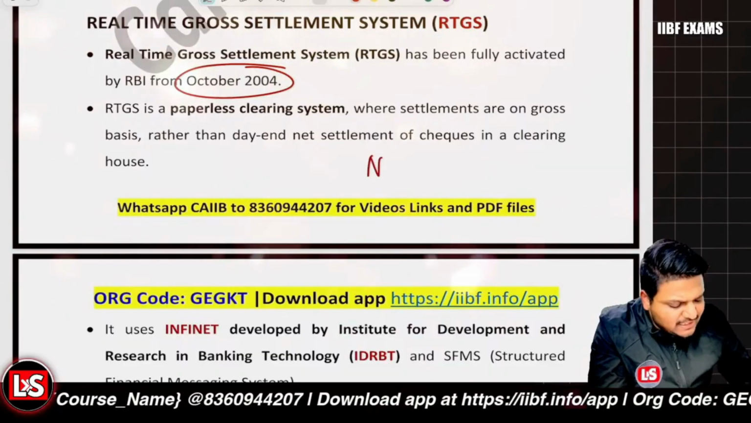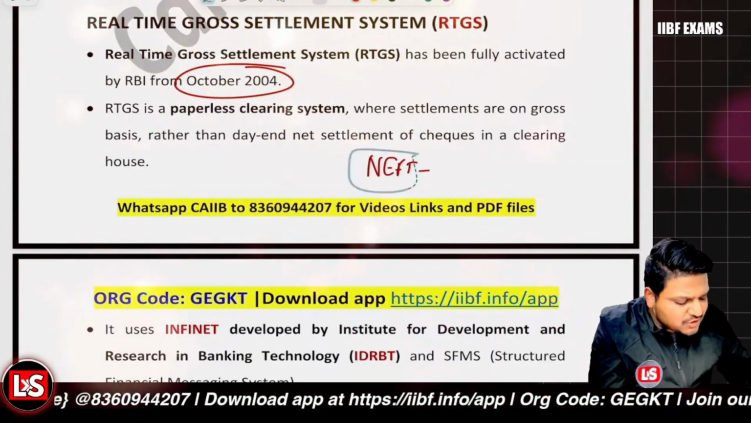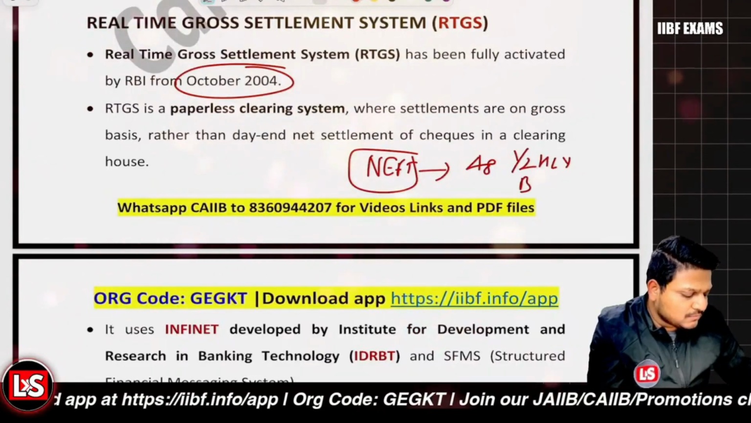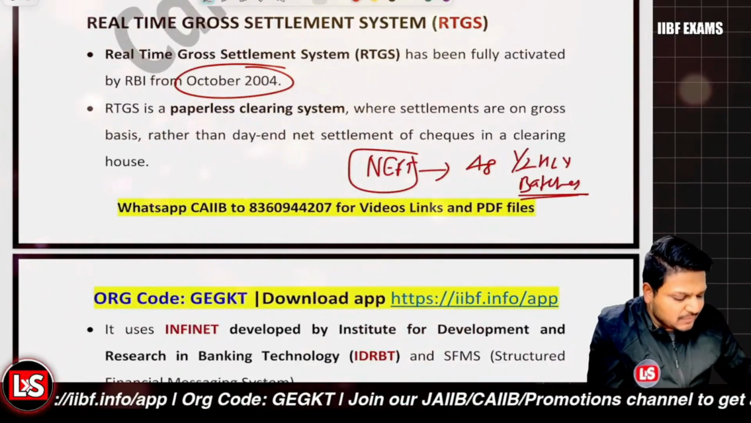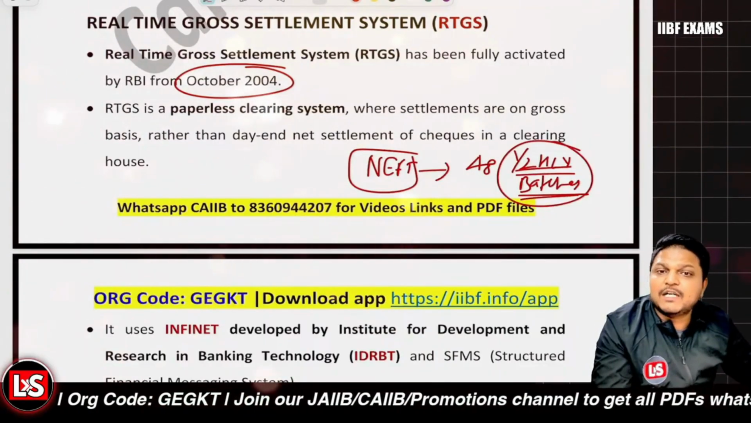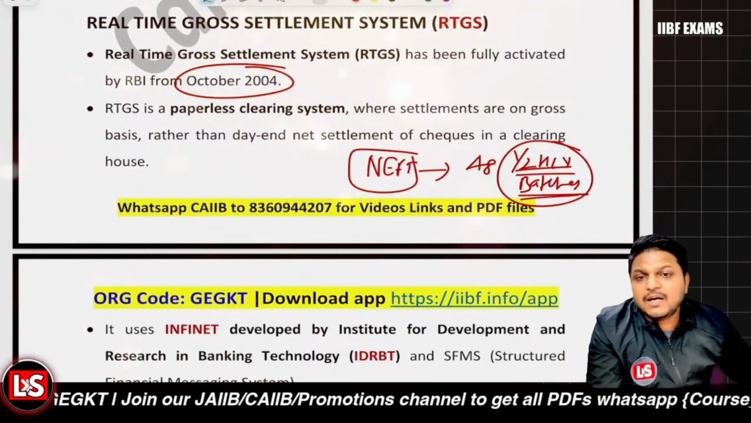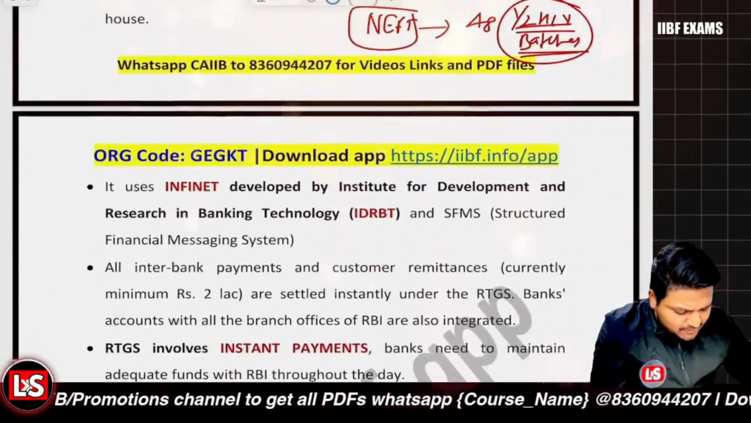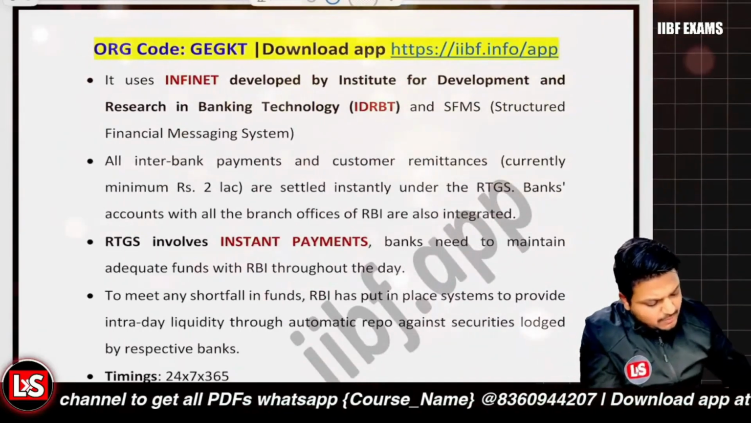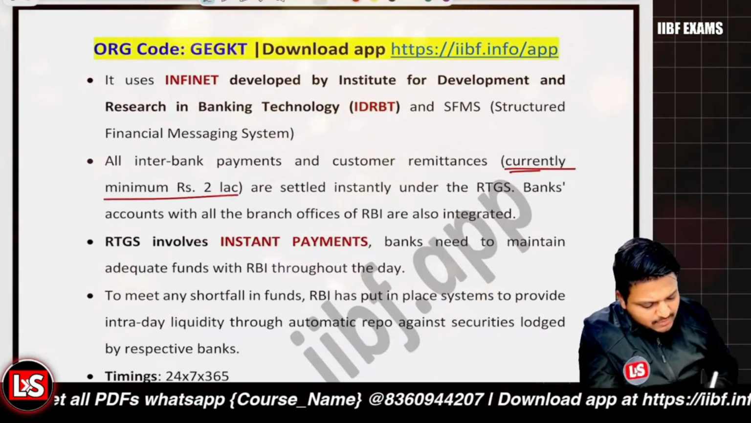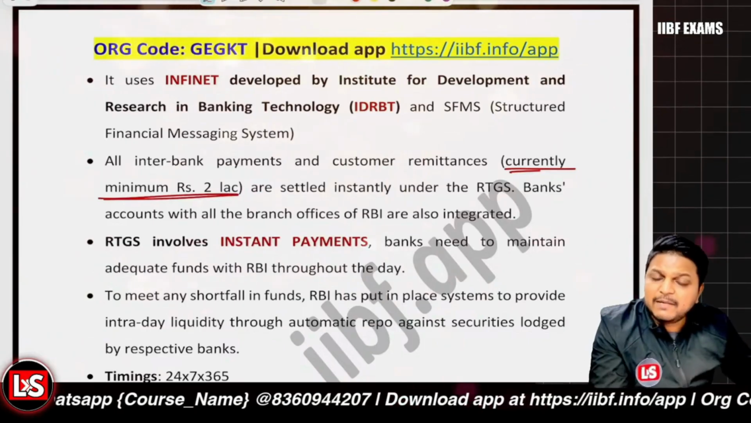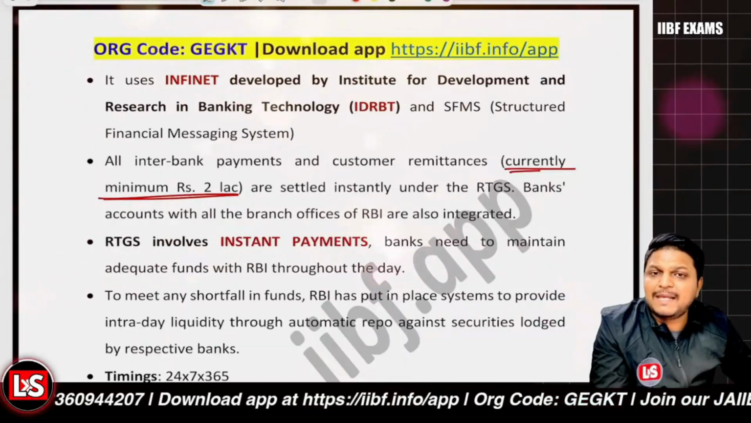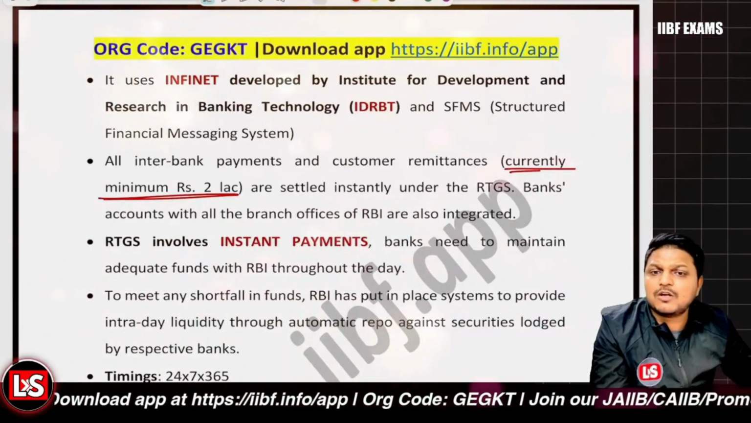In the case of NEFT, there is netting of transactions, and there are 48 half-hourly batches, but not in the case of RTGS. It's on a real-time gross settlement basis. And what is the minimum amount of a transaction as per RTGS? The minimum amount is 2 lakh rupees, and the maximum could be anything. There is no ceiling as such. A ceiling could be placed by the bank authorities, but not as such.